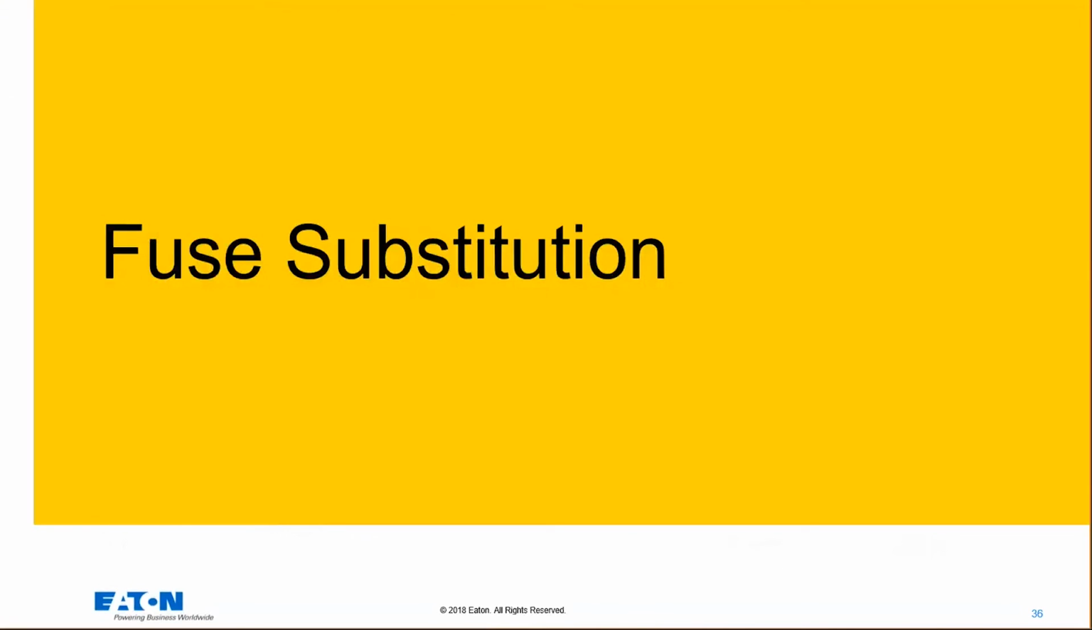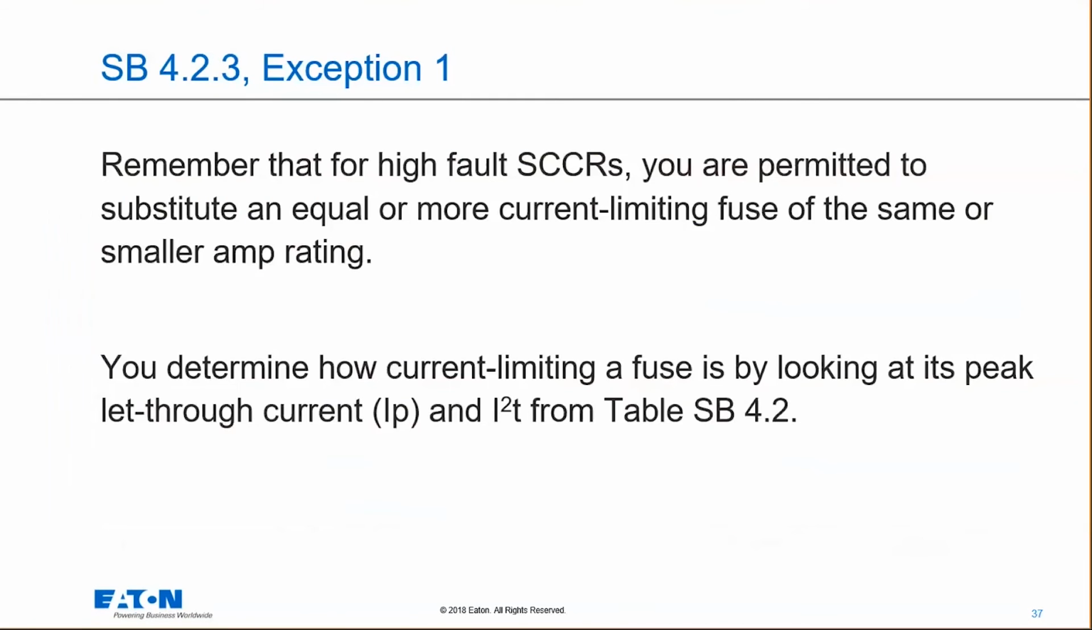So when we look at fuse substitution, remember that for high fault short circuit current, you are permitted to substitute an equal or more current limiting fuse of the same or smaller amp rating. So if I've got maybe an RK1, I can replace that with a Class J if it's designed to do that. We can do that as long as it's a more current limiting fuse going in its place.